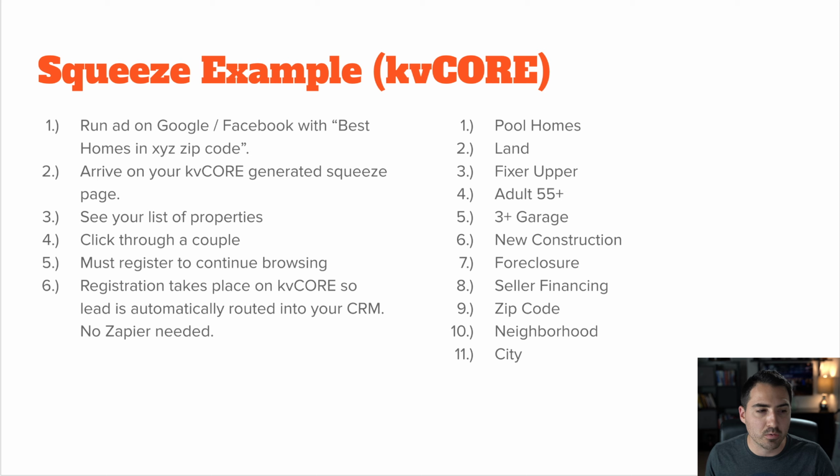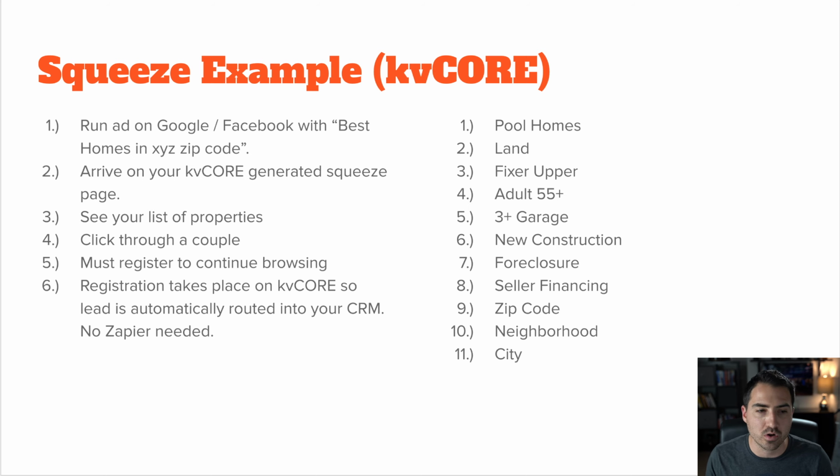They're going to see your list of properties. They're going to click through a couple. Then they must register to continue browsing. Registration takes place on kvCORE, so the lead is automatically routed into your CRM. No Zapier is needed.